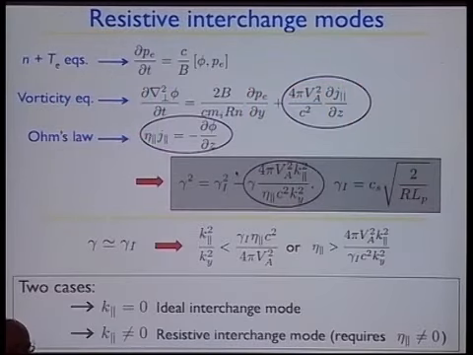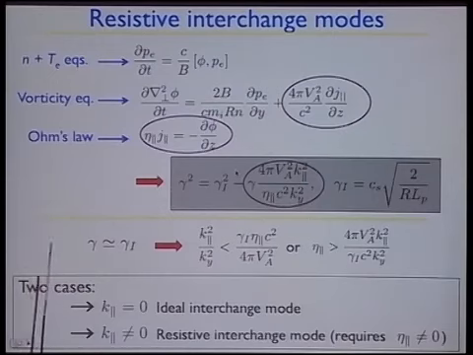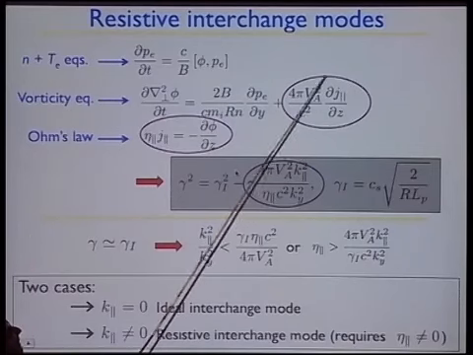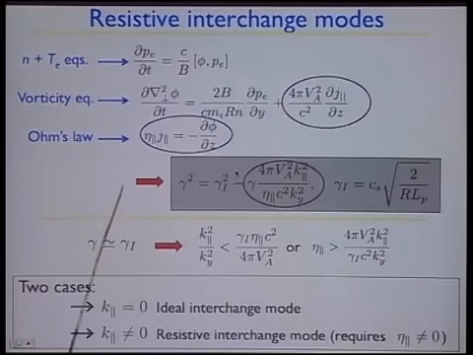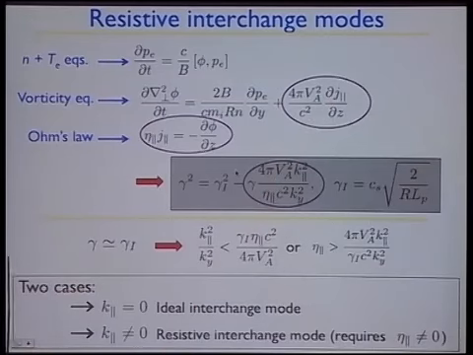So how can we describe this mode? Well, we have to introduce, with respect to what we did before, a finite k-parallel term. So, at first order, the density and temperature equations do not change. In the vorticity equation, we now have to add a term related to the parallel derivative of the parallel current. And then we have to close the system to get J parallel, and we do that by using Ohm's law, the simplest possible, just a resistive Ohm's law.